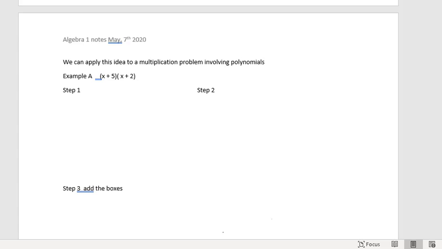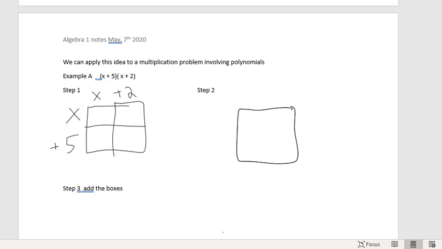So we are going to apply this to multiplication involving polynomials. Our example is x plus 5 times x plus 2. We're going to start with a box. And I'll put x plus 5, x plus 2. The reason I'm writing those positives is that in the next one, when we do a negative, you have to keep that negative with it. All right, step 2, we're going to draw out our box. x plus 2, x plus 5.